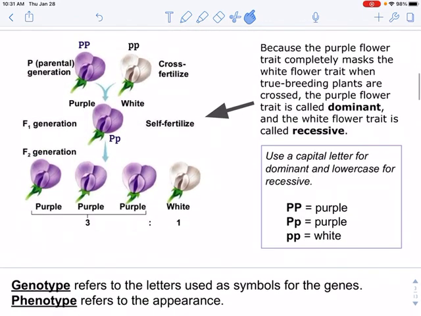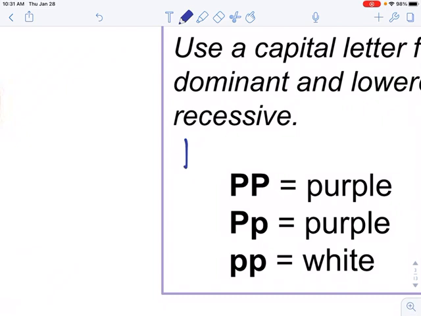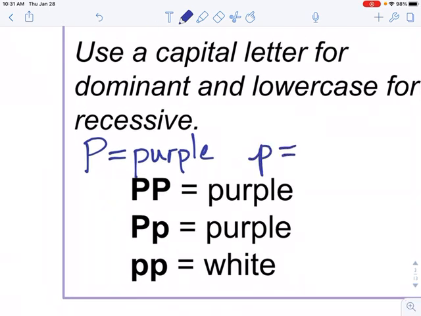So because the purple flower trait completely masks the white flower trait, remember we call that the law of dominance. So a dominant allele will hide the presence of a recessive allele. So this is why we call the purple trait dominant, the white trait recessive, and we use a capital letter for the dominant and a lowercase letter for the recessive. So anytime we want to indicate a purple allele, we would use big P for purple, and we would use little p for white.